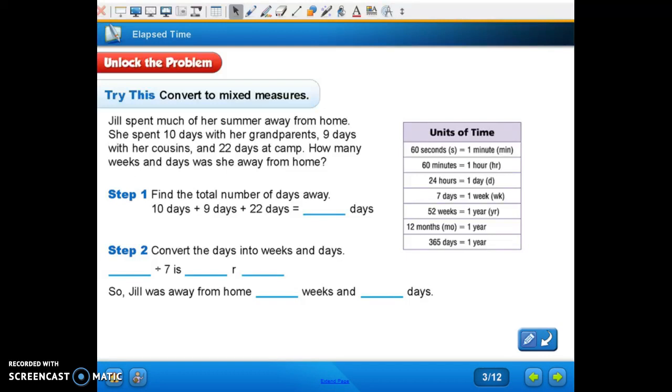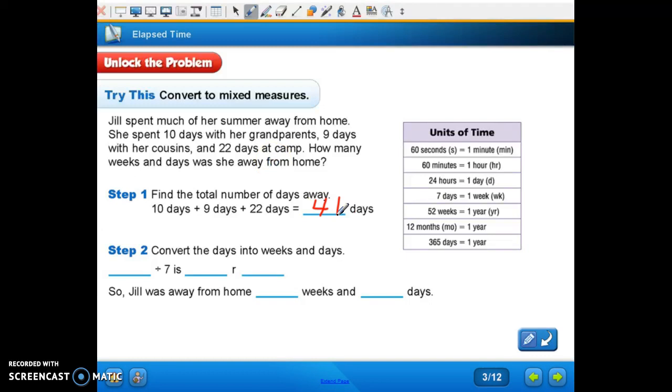So find the total. If I'm going to find this total, and I can do it mentally, I'm going to say, well, 22 plus 10 is 32. And then I'm going to add 9, and I know that's going to be up in the 40s, but it's going to be 1 less in the ones place. So how many days was it? 41 days that she spent away from home in the summer.